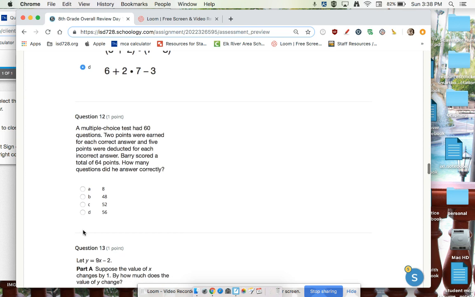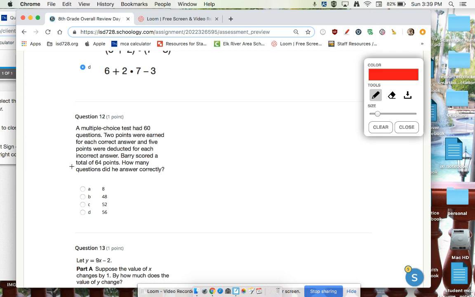Okay, number 12. A multiple choice test had 60 questions. 2 points were earned for each correct answer, and 5 points were deducted for each incorrect answer. Okay, I need to paraphrase this for myself. So I have 60 questions, 2 points for each right one, 5 points deducted, so negative, for each incorrect. Barry scored 64. How many questions did he answer correctly? So that 64 is a big key to me here.